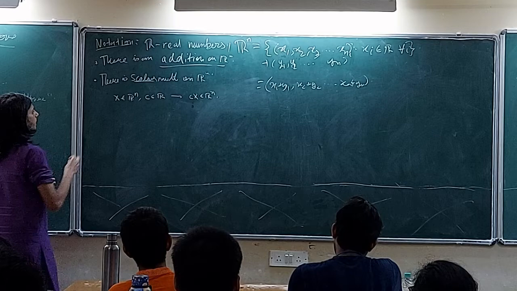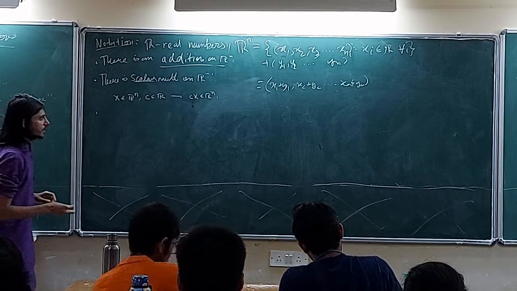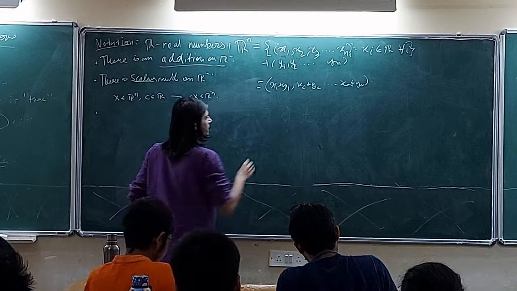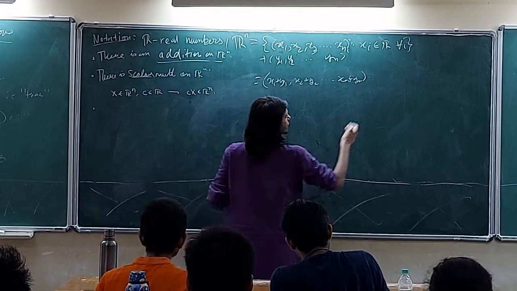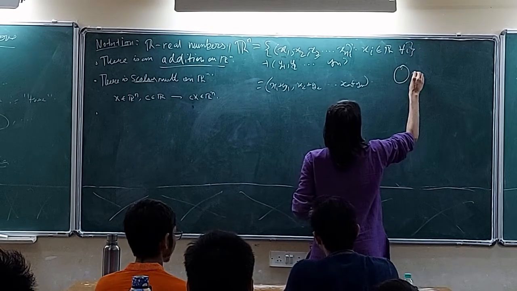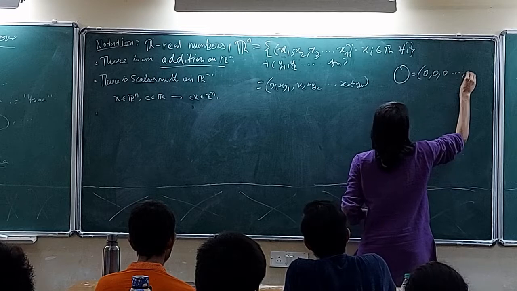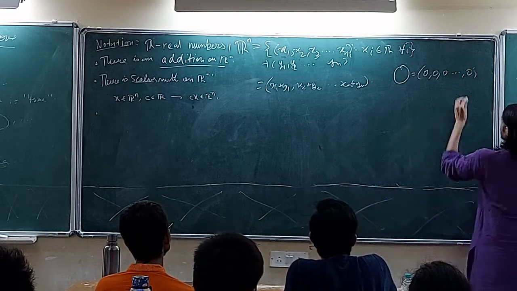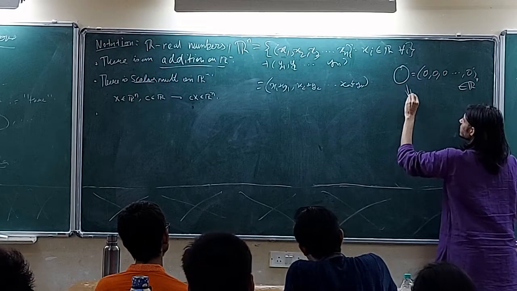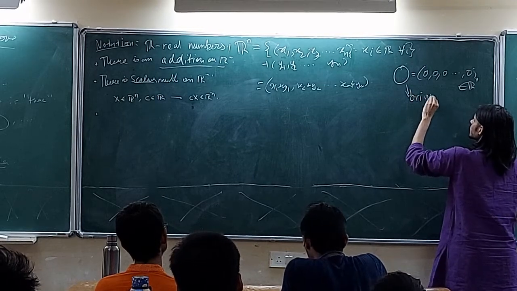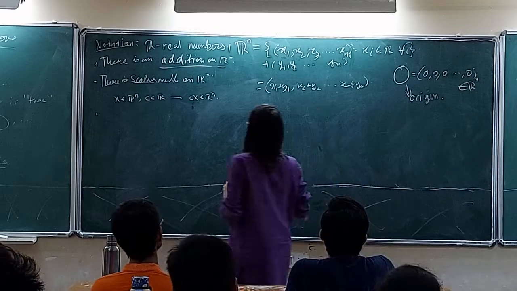So now what else is there? There is a norm on Rn, right? There is an origin in Rn, by the way, which is just the point 0, 0, ..., 0, with all coordinates 0. And this is the point that I call the origin.